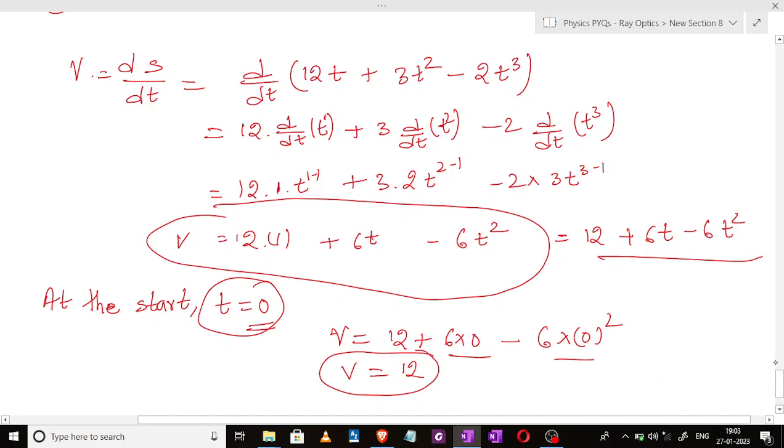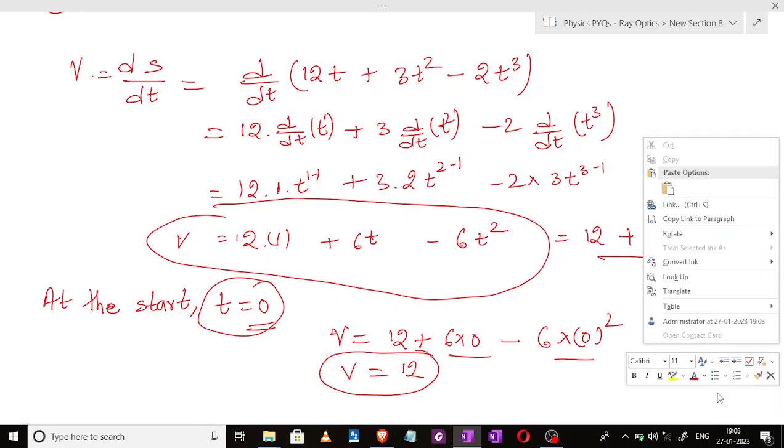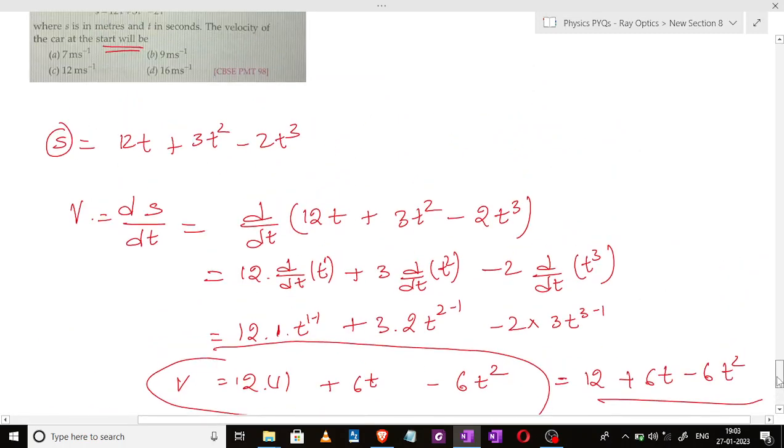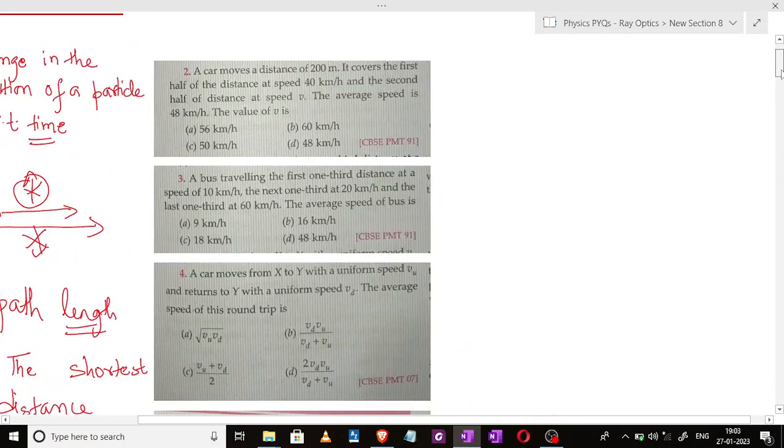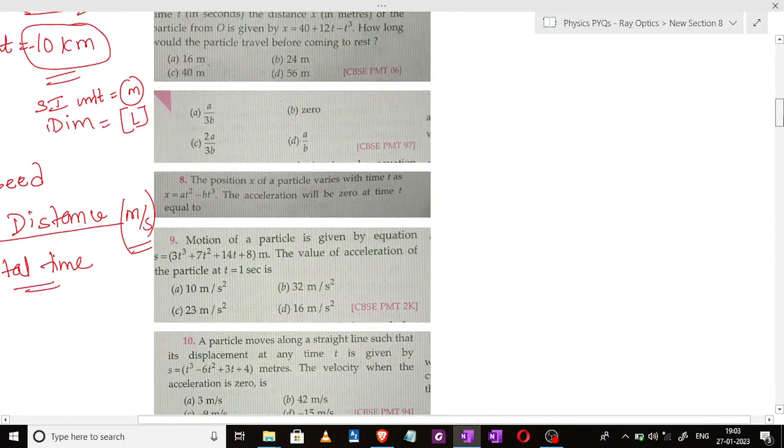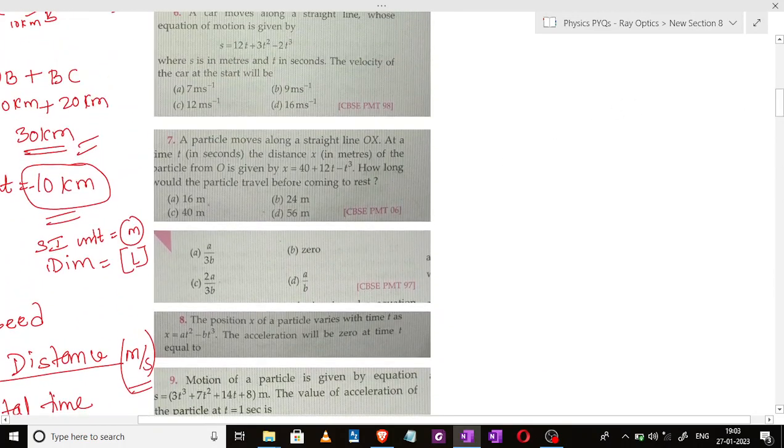Let's see whether this is in the options or not. It is in the options, right? So 12 meter per second. Option number C is the correct option. Okay, very easy if you understand differentiation. Okay, let's move on to the next question. We have done 6, so now 7.